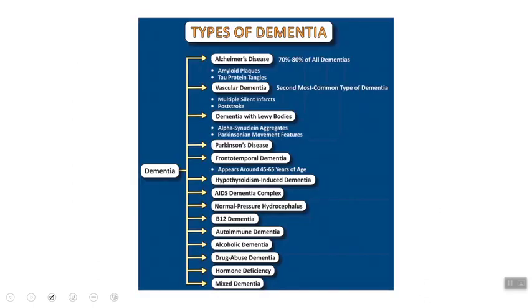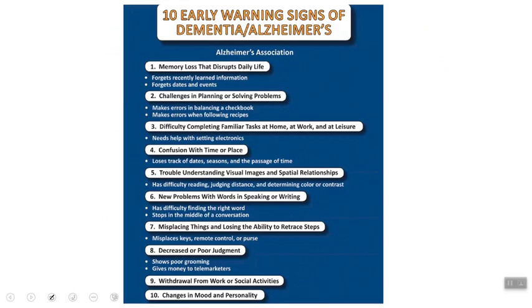So again, these are the different types of dementia. We kind of went through that. This is a real critical slide. This comes from the Alzheimer's Association. So 10 early signs of dementia/Alzheimer's disease, and this comes right from their website. Memory loss that disrupts daily life.